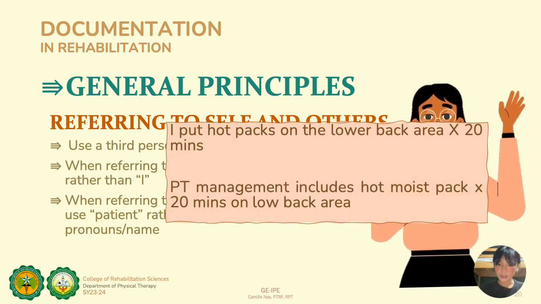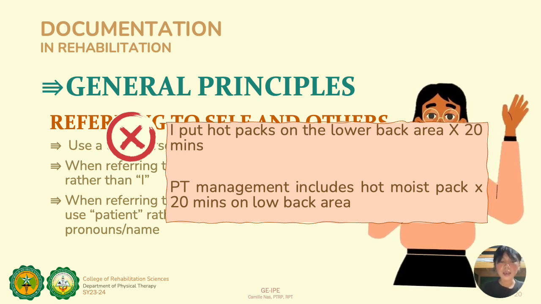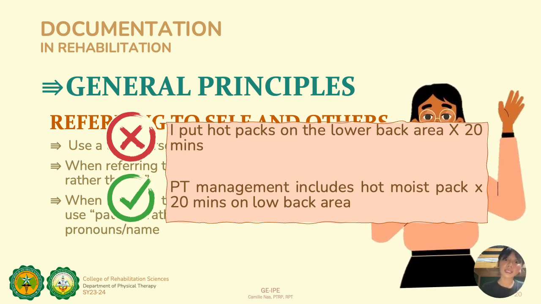And so this is another example. This one is the wrong way to write it: I put hot packs on the lower back area times 20 minutes. Instead, we should do this one: PT management includes hot moist pack times 20 minutes on low back area. So that's clearly understood that the therapist did that.